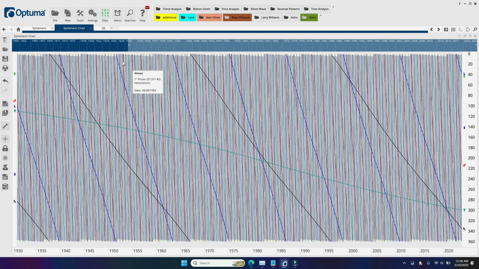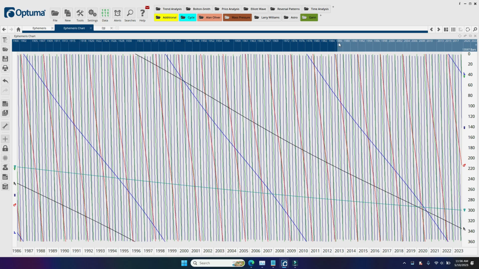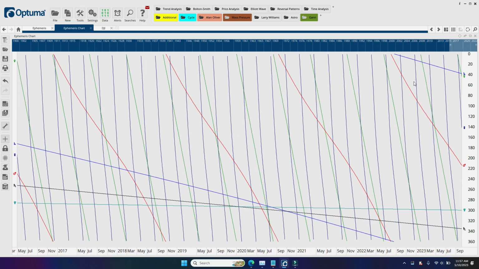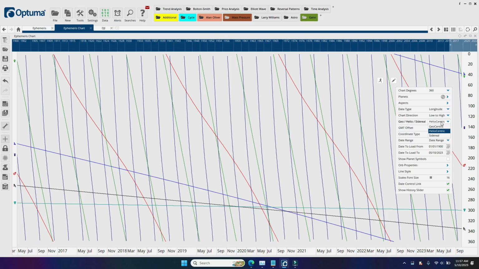The next one that we see would be possibly the blue one or the black one. Flatter the better. There's Saturn and then Jupiter. And then as we scroll in, we'd have the faster moving planets, we'd have Mars, and then Venus and Mercury. Okay. That is from a heliocentric perspective.